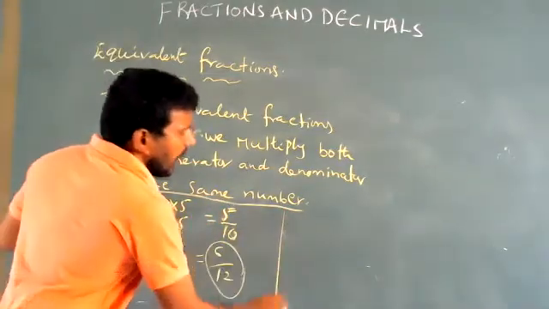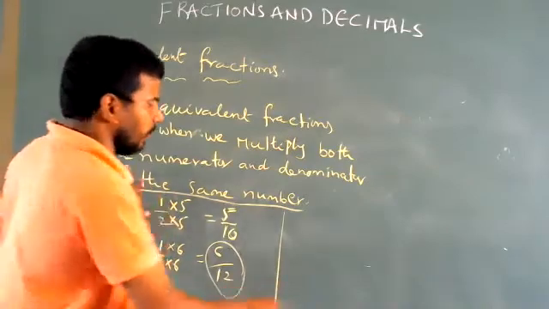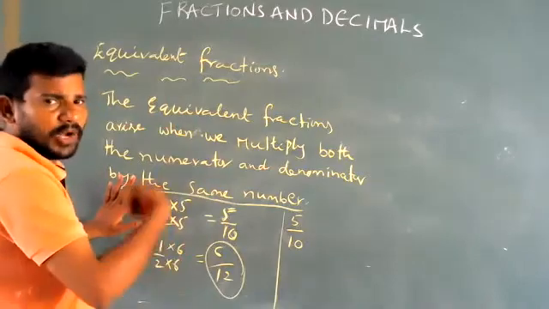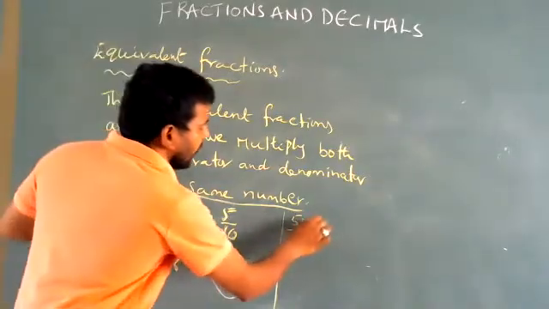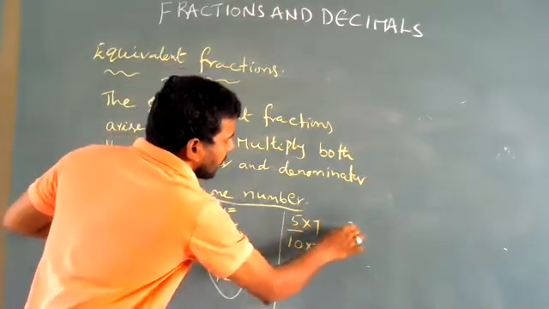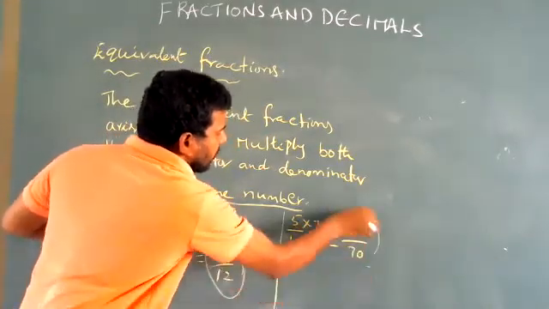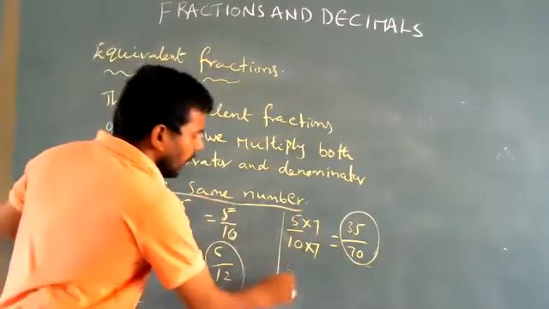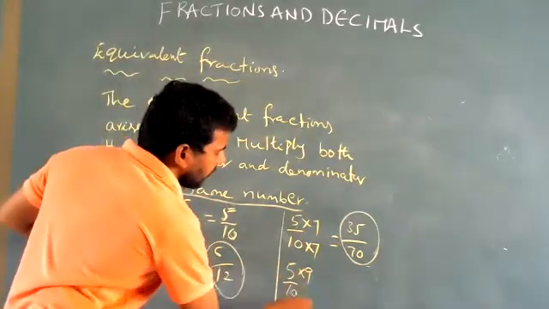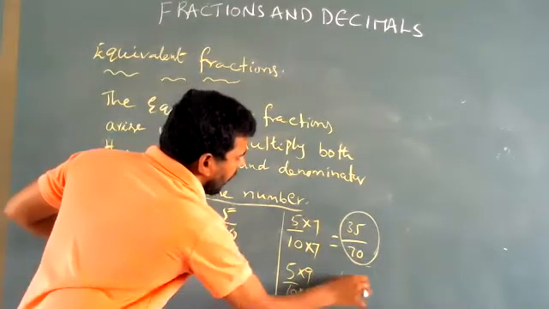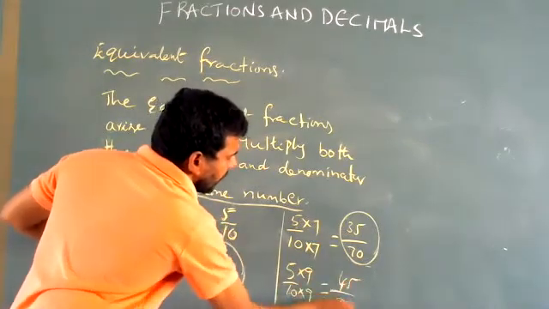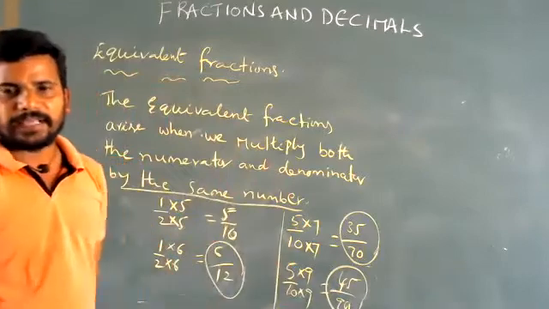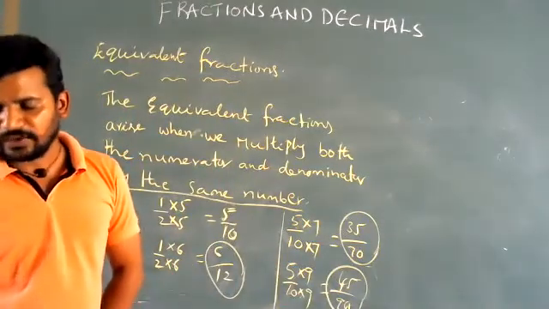For example, I take one more fraction, 5 by 10. Multiply the numerator and denominator by the same number. That means I take 7, 7. 5 7s are 35, 10 7s are 70. This 35 by 70 is an equivalent fraction of 5 by 10. Again, for 5 by 10, I take now 9 and 9. 5 9s are 45, 10 9s are 90. This 45 by 90 is also equivalent to 5 by 10. So this is the information about equivalent fractions.